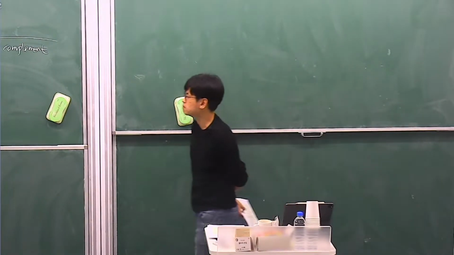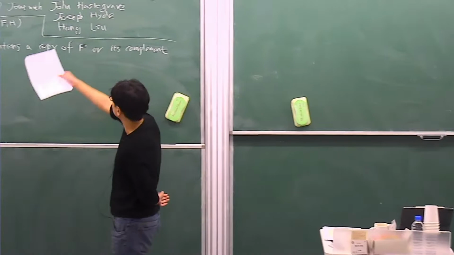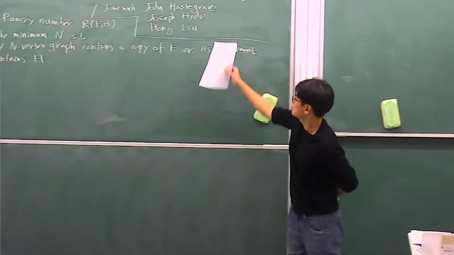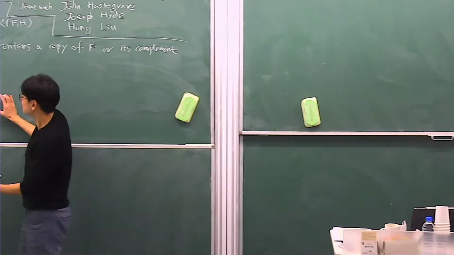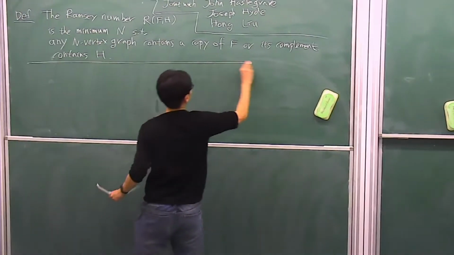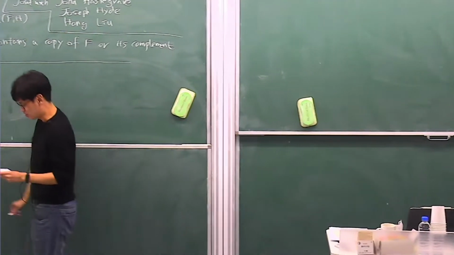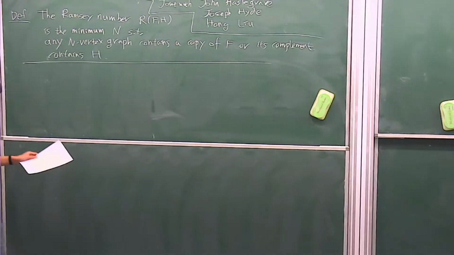Okay, please. So, yeah, this is joint work with John Haselgrave and Joseph Hyde and someone. Okay. Yeah, Hong Liu, you know, I mean him, everyone, right?